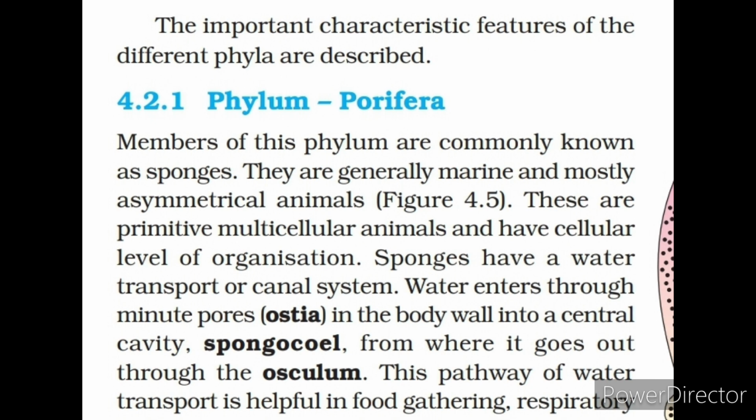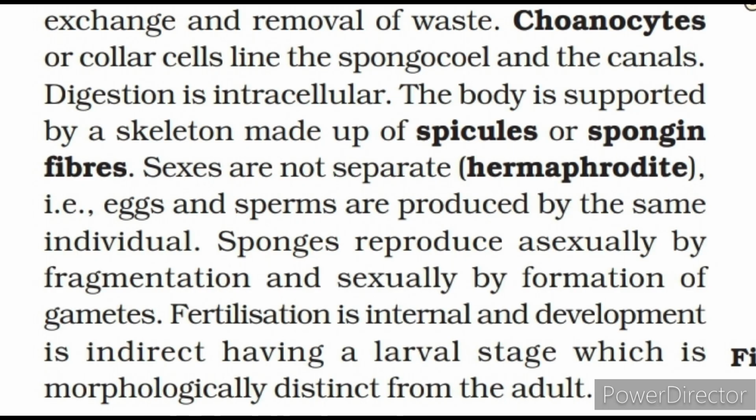These are primitive multicellular animals and have cellular level of organization. Sponges have a water transport or canal system. Water enters through minute pores, ostia, in the body wall into a central cavity, spongocoel, from where it goes out through the osculum. This pathway of water transport is helpful in food gathering, respiratory exchange and removal of waste.